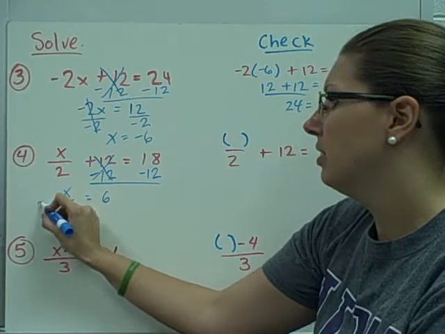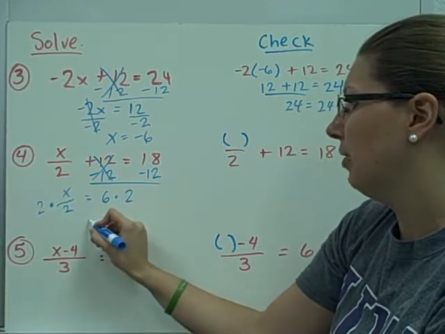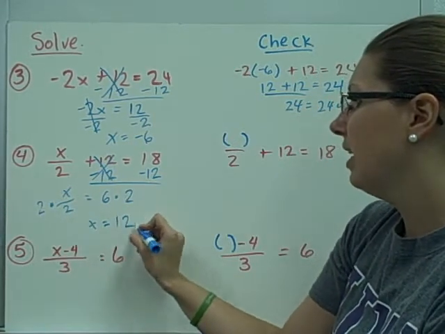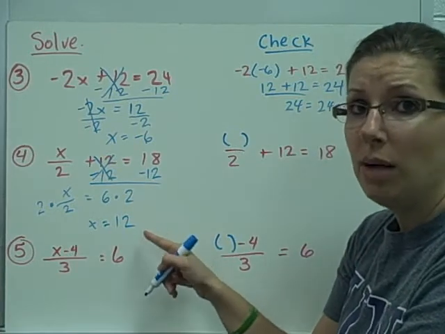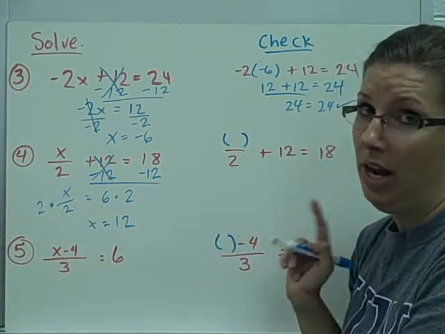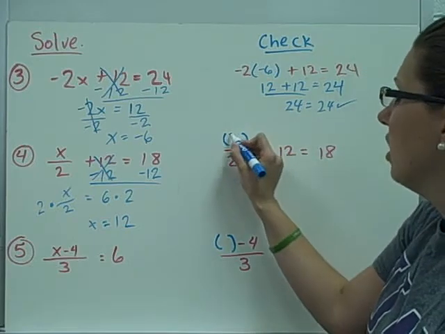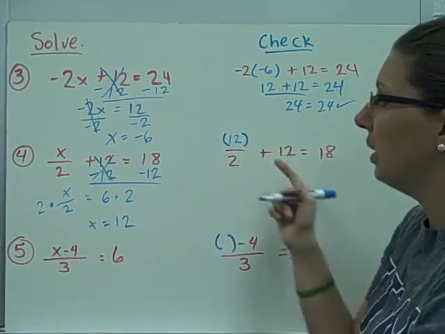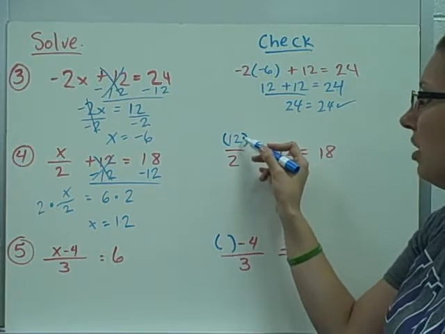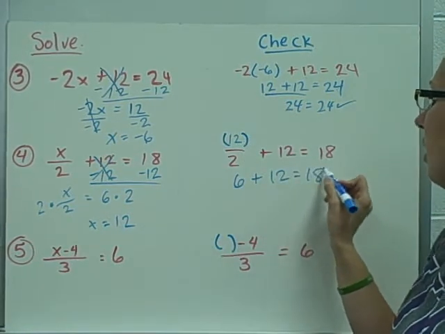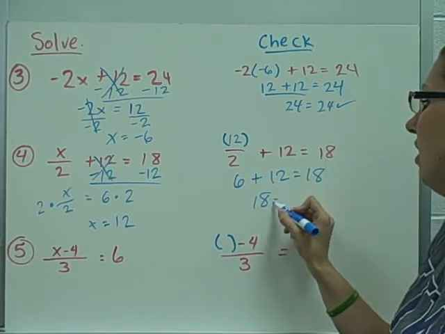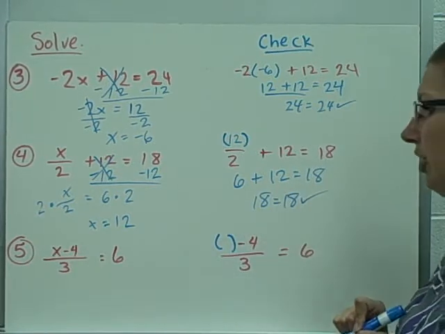Multiply both sides by 2 because that is the inverse operation. In this case, x will equal 12. Remember, this is my solution. I'm just going to check my solution over here to make sure I did the right thing. So I insert my solution where x was in the original problem. 12 divided by 2 is 6. Bring down everything else. And 6 plus 12 is 18. So my answer checks out.